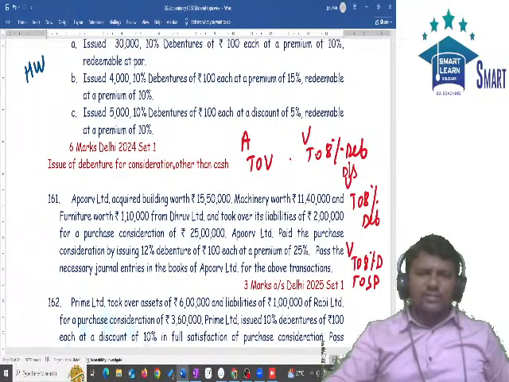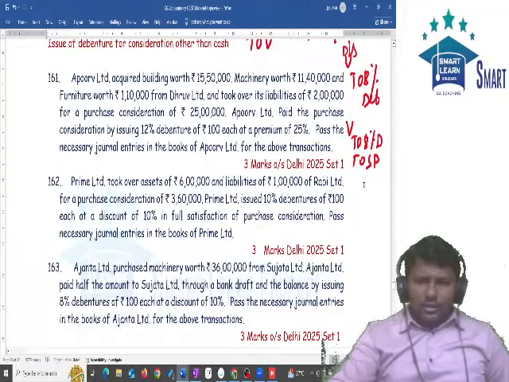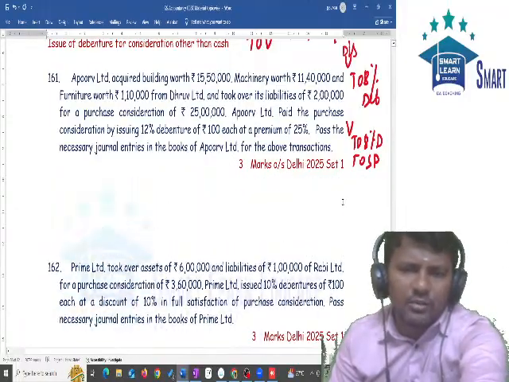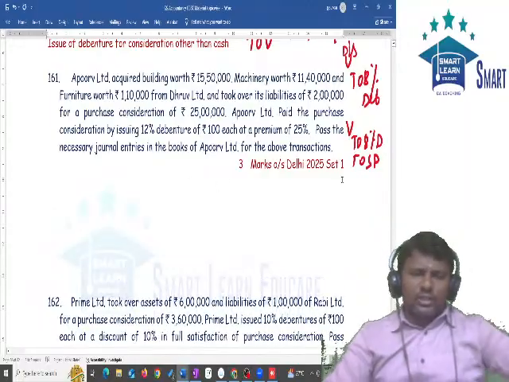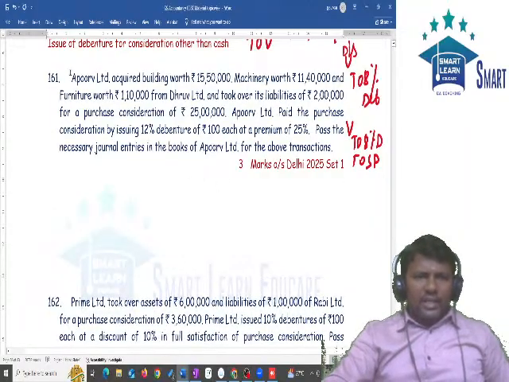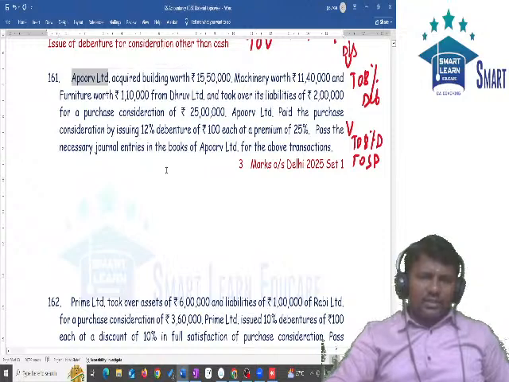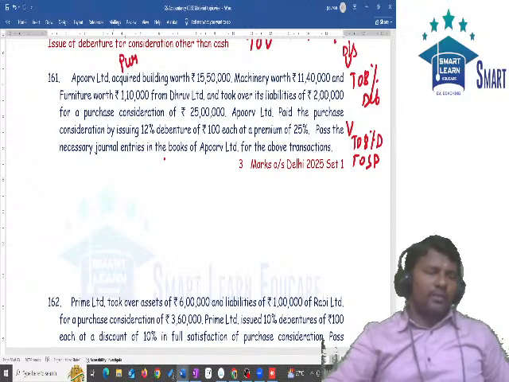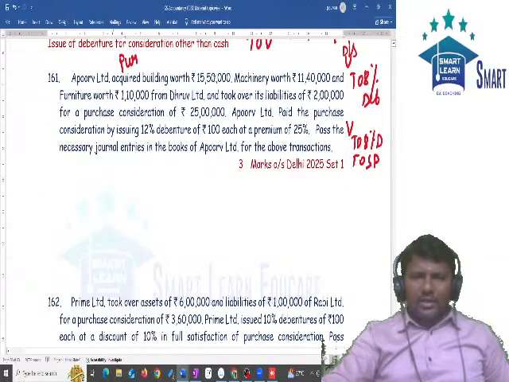So to understand this, we will take up one question. Take question number 161. Read question number 161. A Limited acquired. The term acquired means purchased. A Limited acquired a building for 15 lakh and 50,000.